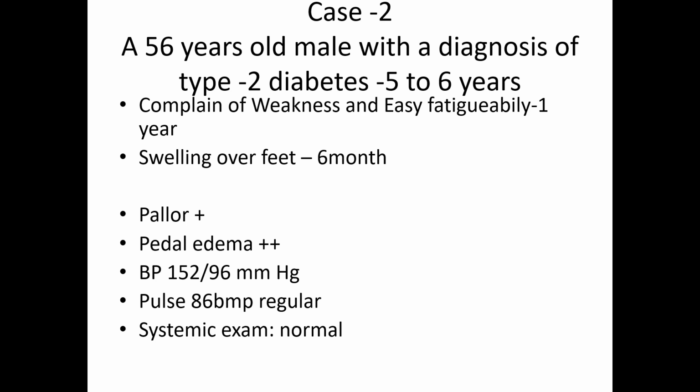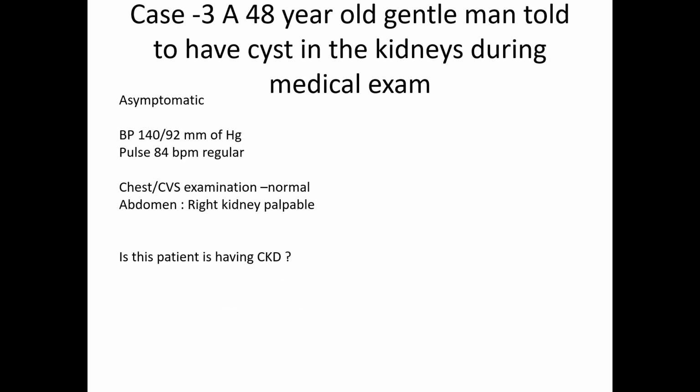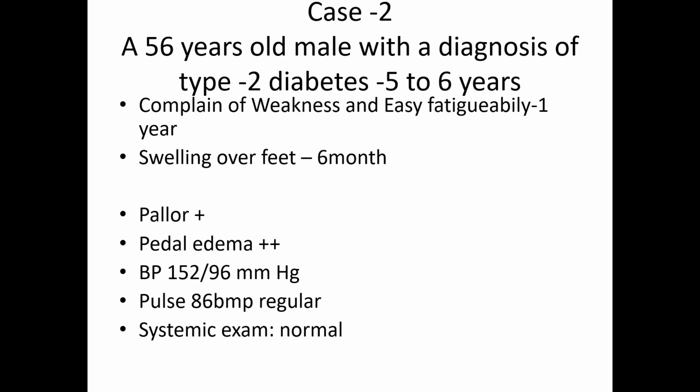On examination, he has a mild pallor, he has a mild pedal edema. Blood pressure is 152 by 96. Pulse 86 per minute, it is regular. Systemic examination of the chest, cardiovascular system, abdomen, and CNS was found to be normal. So, is this patient with chronic kidney disease? The question arises.